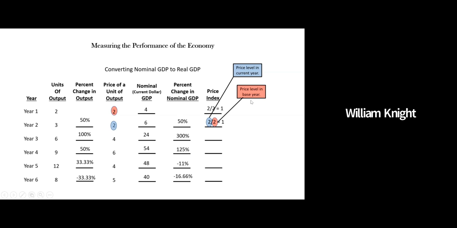Now, let's compute the price index for year 2. Price level in the current year, 2, divided by the price level in the base year, 2. Price index is 1. Now, let's look at the price index for year 3. The price level in the current year, year 3, which is 4, divided by the price level in the base year, year 1, which is 2. 4 divided by 2 is 2. So the price index for year 3 is 2.